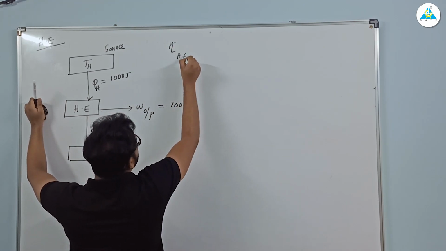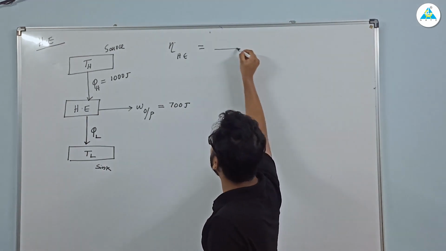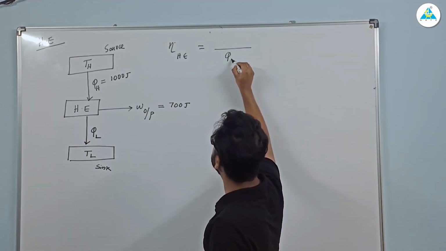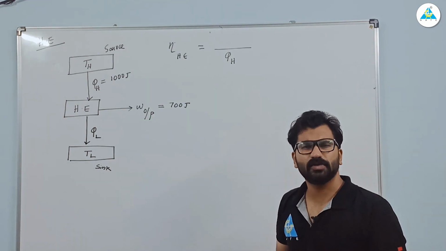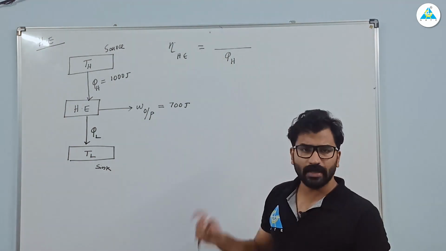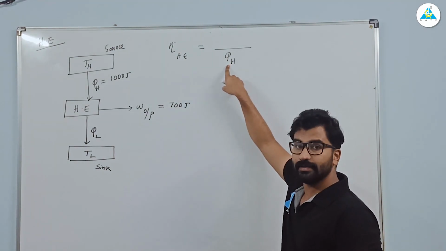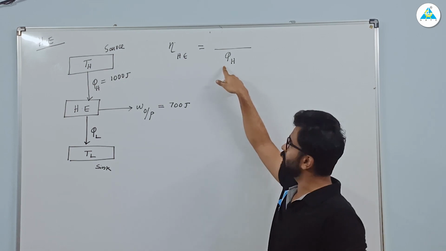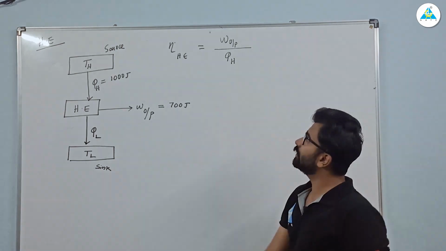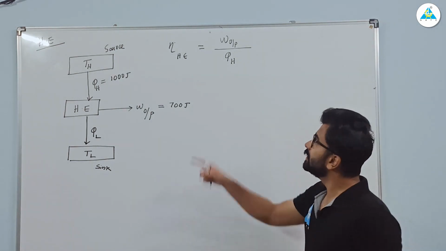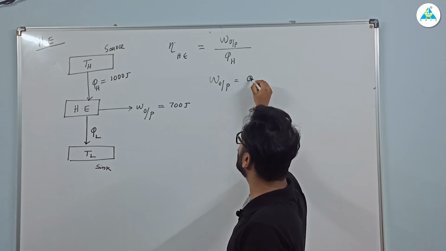So how will you write the efficiency of a heat engine? Out of this amount of heat, out of the QH, we are interested in converting, that is, maximizing this value. Out of this QH we want to extract the maximum. How much you are able to extract, that is the work output. So the efficiency will be work output divided by QH.